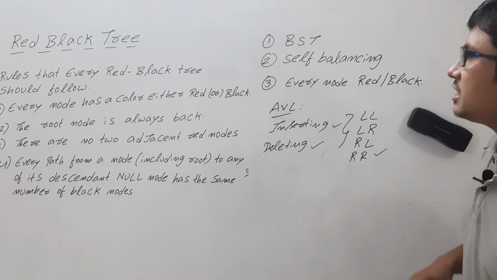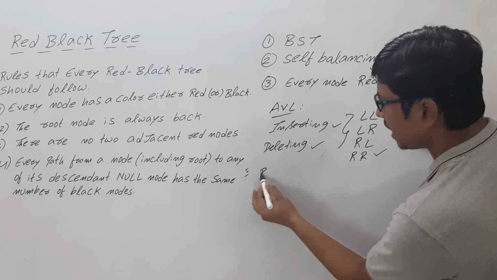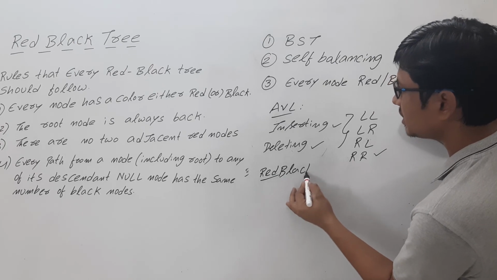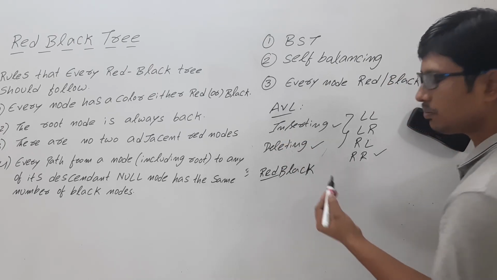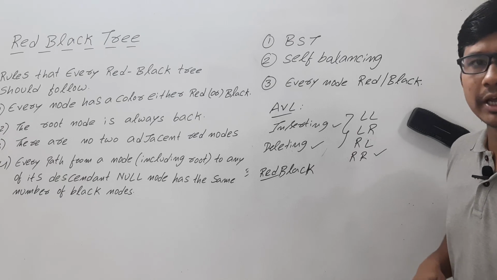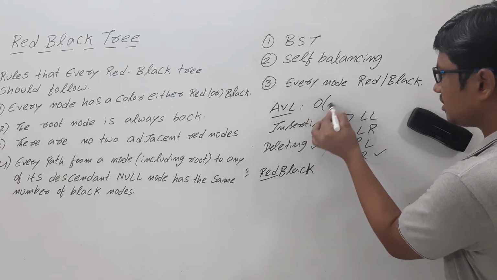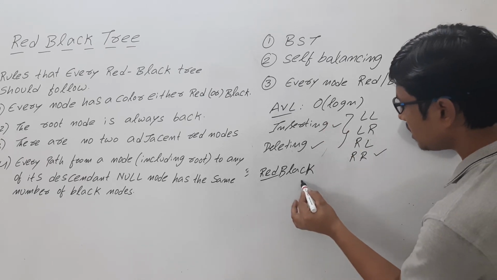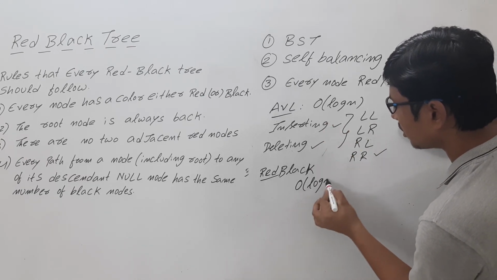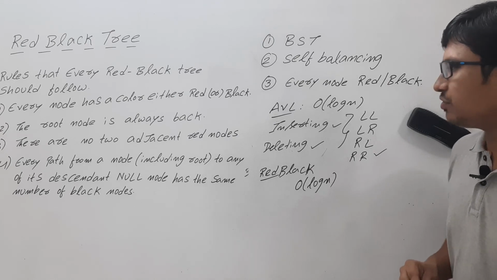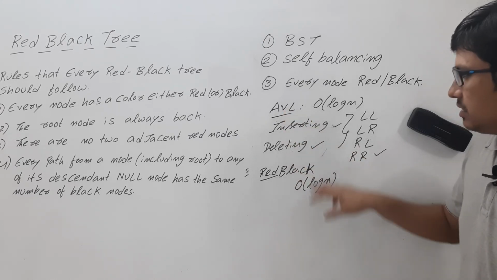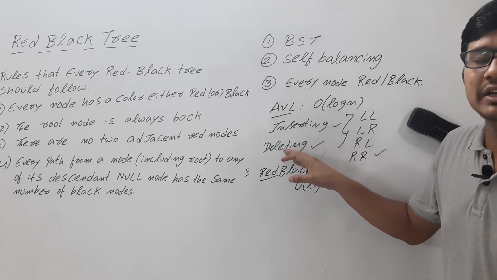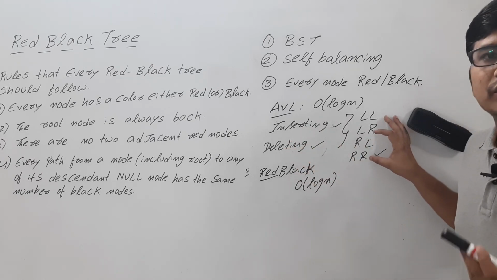Now, this limitation is overcome in the red-black tree. Is it clear? Are you able to understand? This is the limitation in the AVL tree, because the red-black tree and the AVL tree take the same time complexity. Even for searching or inserting any element, the AVL tree takes order of log n, and even the red-black tree takes order of log n. But the difference between the AVL tree and the red-black tree is that in the AVL tree, if you want to insert any element or delete any element, it takes a lot of rotations.